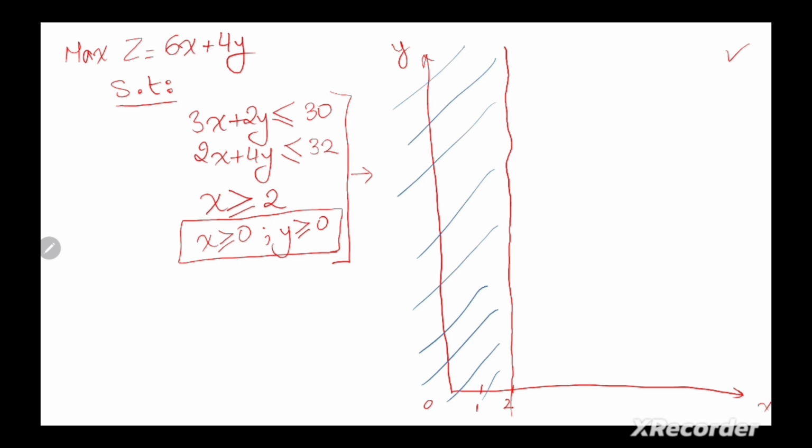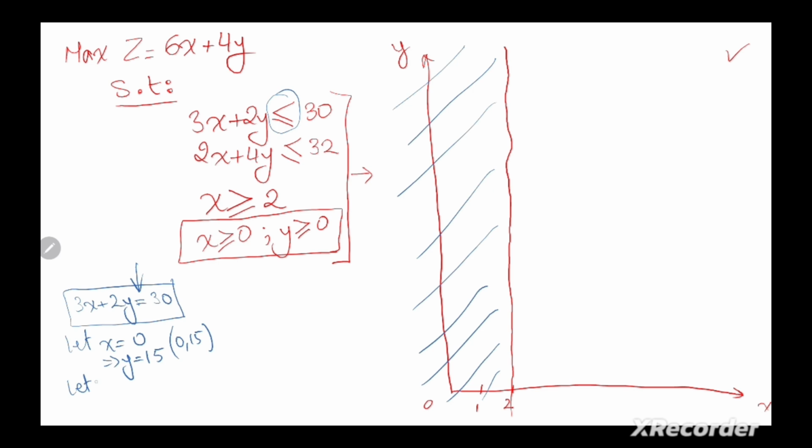Now I have 3x plus 2y less than or equal to 30 and 2x plus 4y less than or equal to 32. Let's deal with the first one, 3x plus 2y equals 30, because this is the boundary line, so we replace the inequality with an equality. Let x equal 0. Then 2y is equal to 30, which means y equals 15. So my first point is (0, 15).